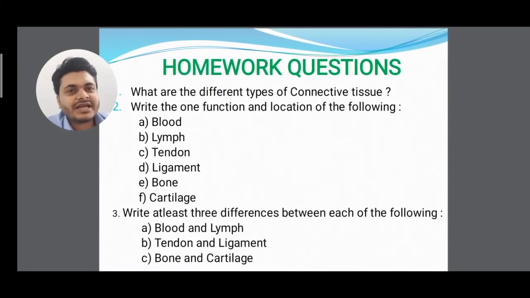Students, these are the homework questions. You'll write these down in your class book copy. What are the different types of connective tissue? Write one function and location of each of the following, at least one each: blood, lymph, tendon, ligament, bone, cartilage. And the last question is, write at least 3 differences between each of the following: blood and lymph, tendon and ligament, bone and cartilage.